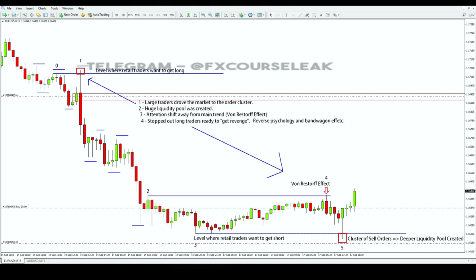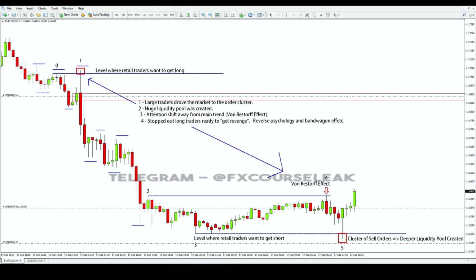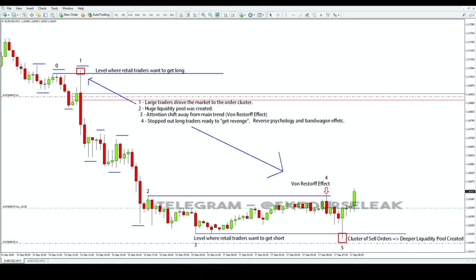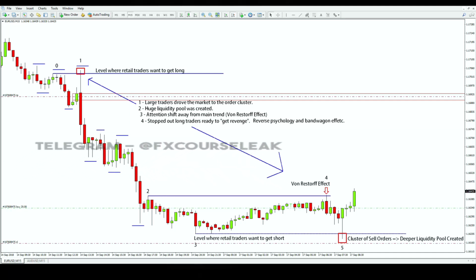At this point, the manipulation exactly mirrors the first one. Large traders purposefully drive the market down to the level 3 where there is a huge cluster of sell orders. Once the market gets there, a deep liquidity pool is created by the triggering of these short orders, and the large traders, who are now looking to go long, enter the market with an enormous amount of long positions without distorting the market too much. Remember that market makers need these deep liquidity pools to enter their positions without being noticed too much.